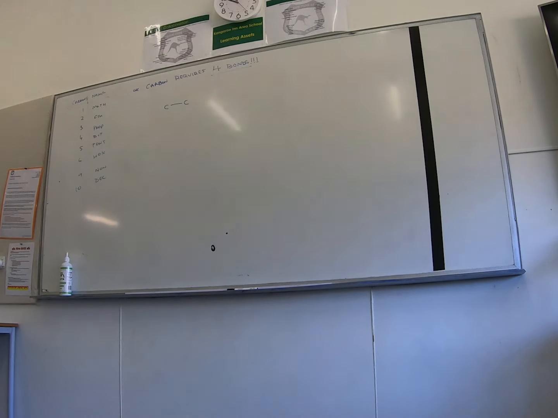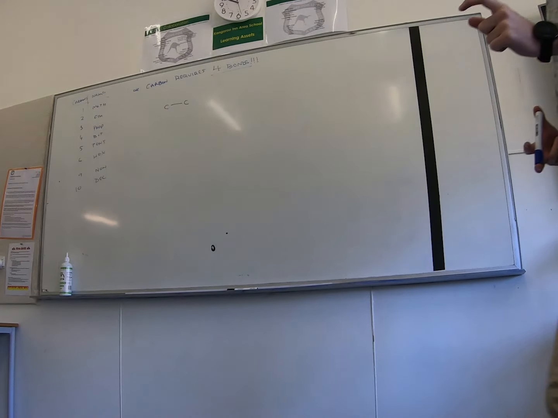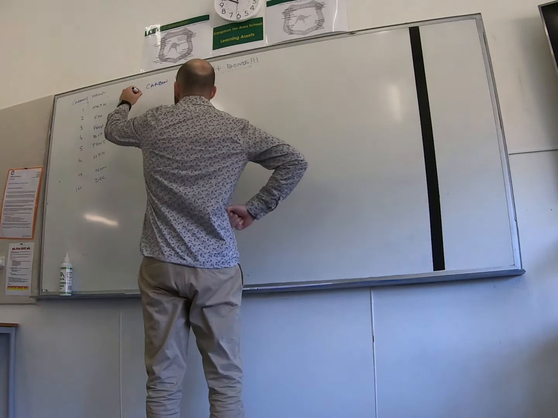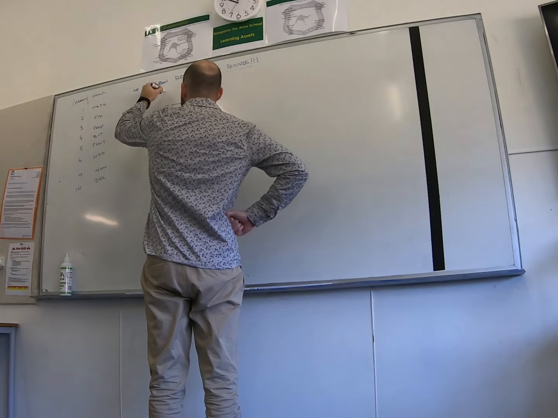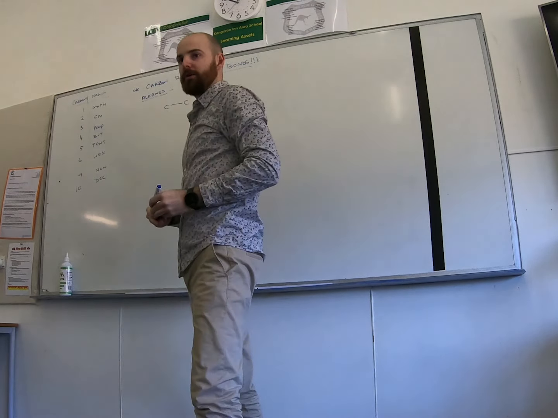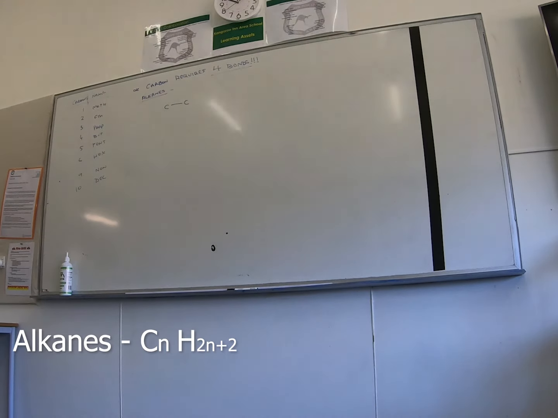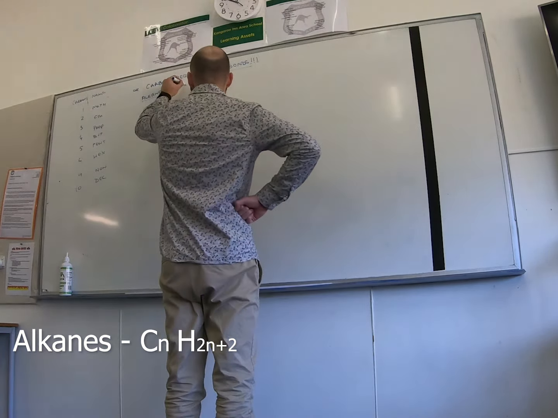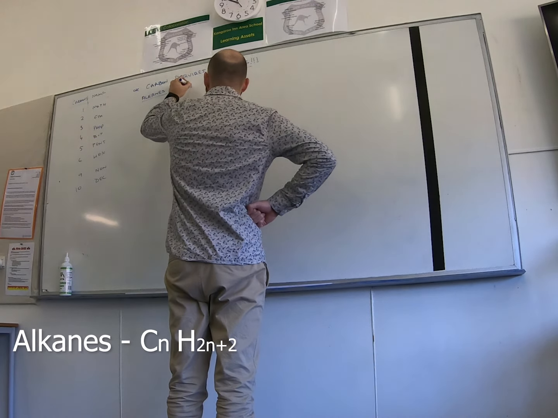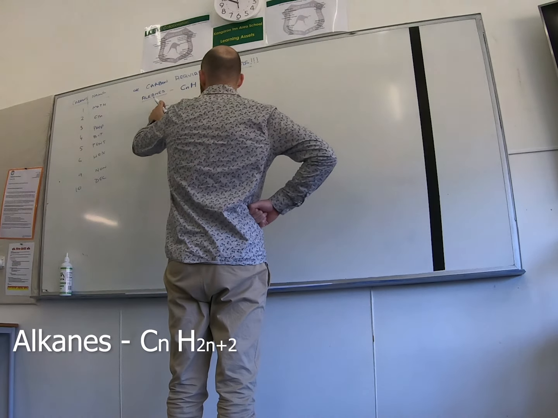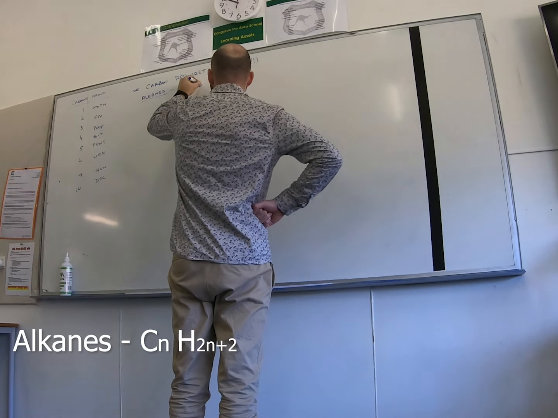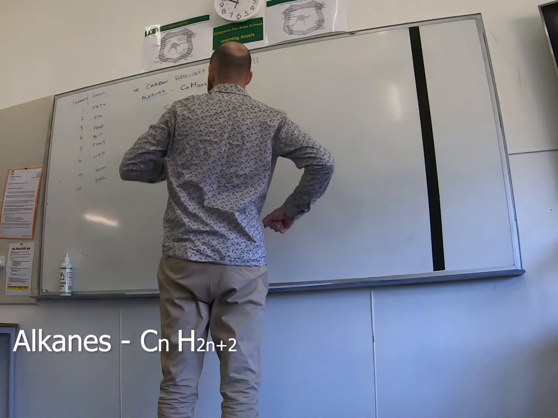Ethane comes from the group of chemicals called the alkanes. They're made of carbon and hydrogen, and that's it. Alkanes. Right? And they follow a general formula of C to the N, H to the 2N plus 2.